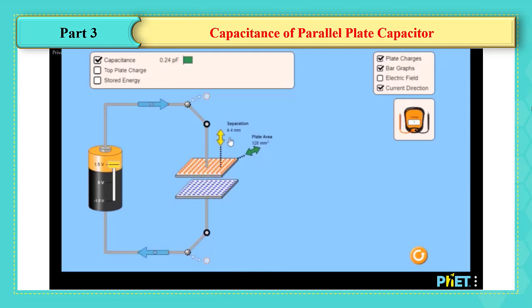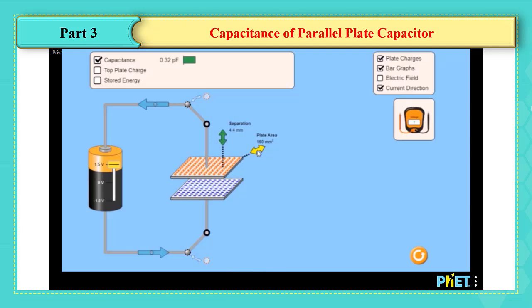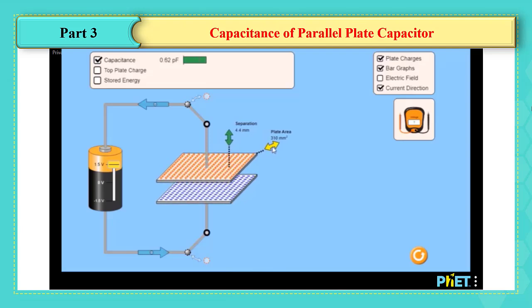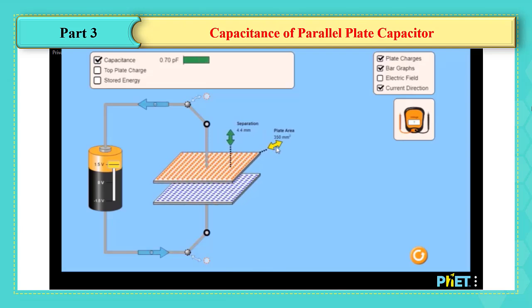If I increase the plate area, what happens to the capacitance? Let us see. The plate area is equal to 120 millimeters squared and the capacitance is equal to 0.24 picofarad for this area. Increase the plate area and look carefully at the value of the capacitance given. The value of the capacitance increases till 0.70 picofarad when the plate area is equal to 350 millimeters squared.